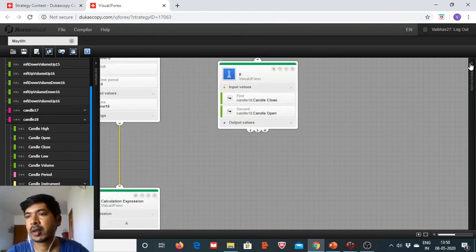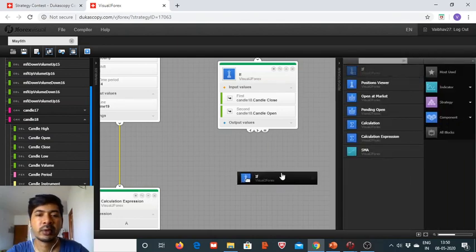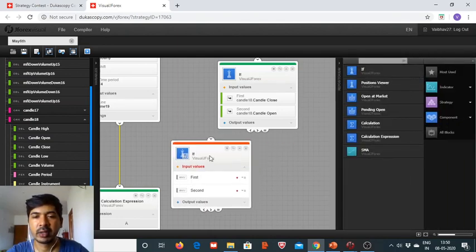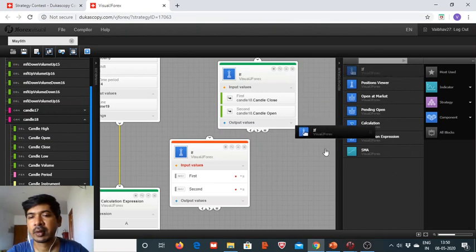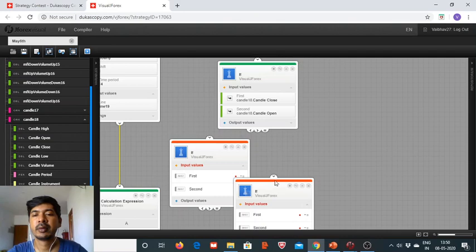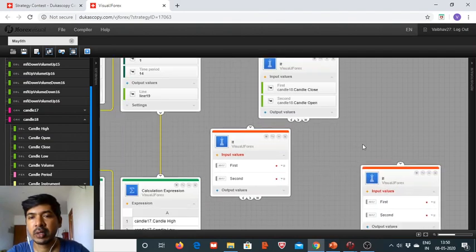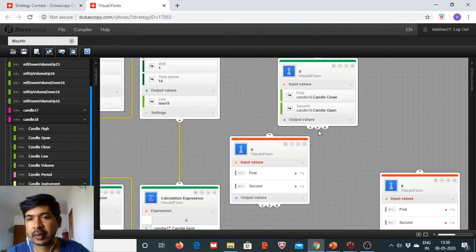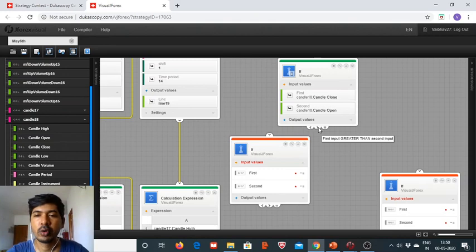Now we bring a couple of if blocks to define the conditions. Here the closing should be greater than the open.